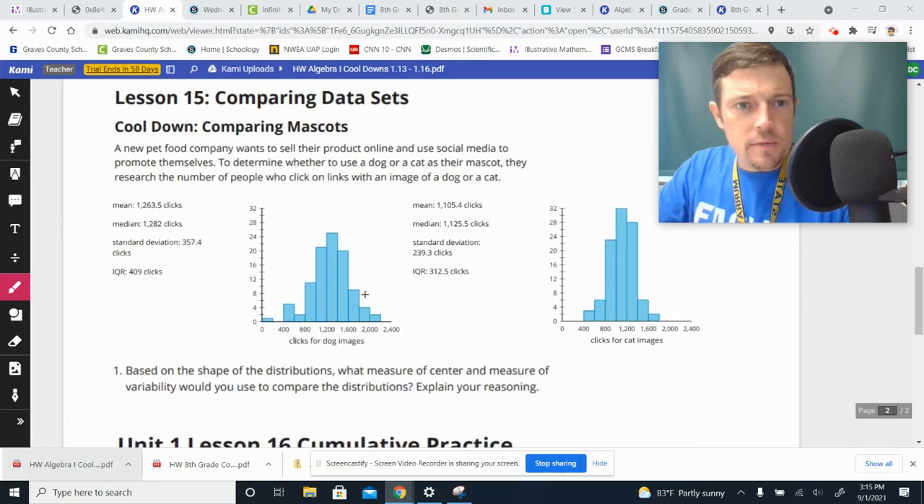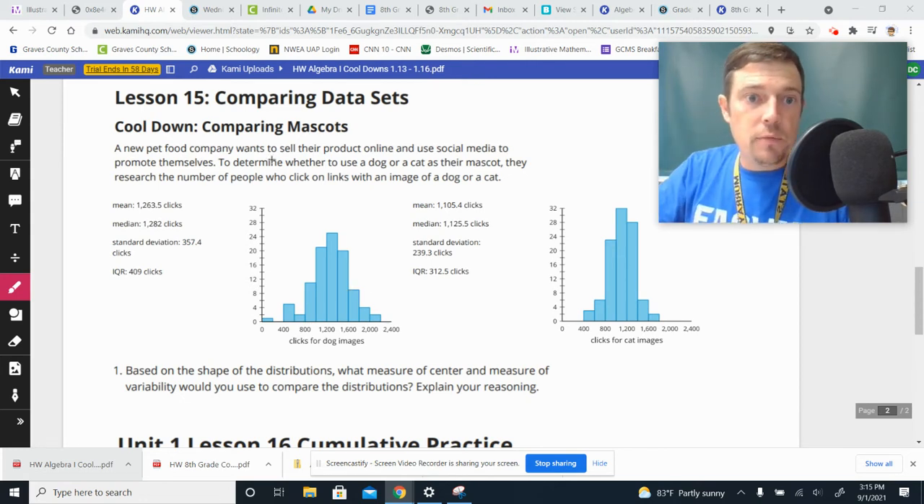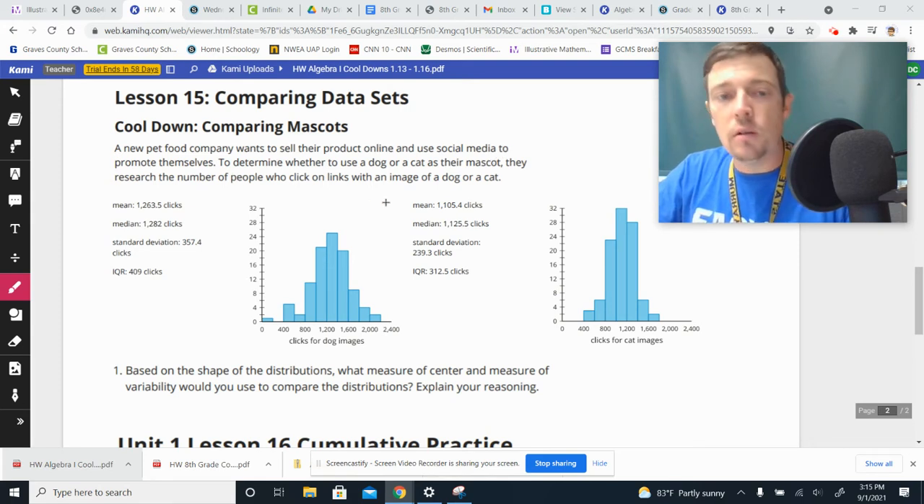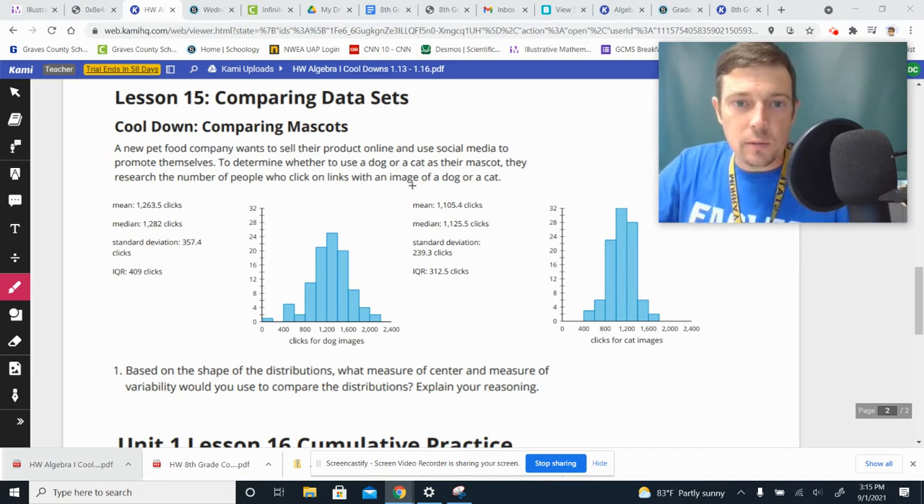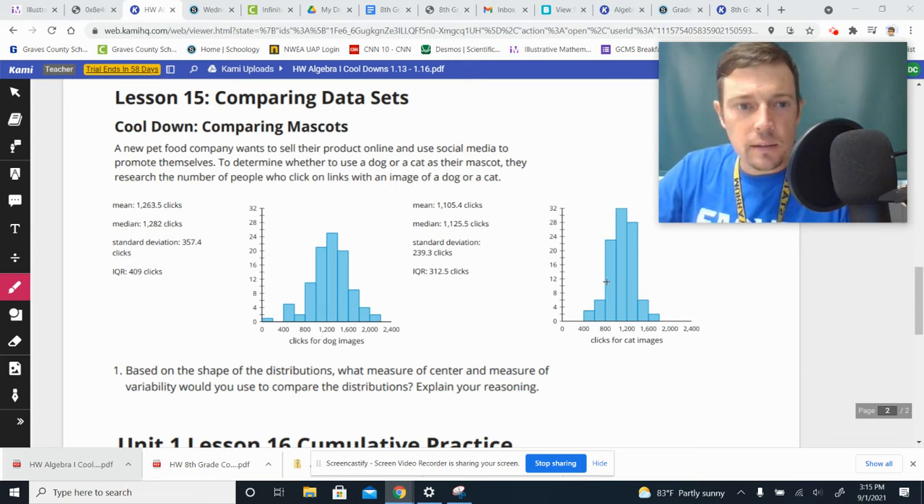I believe it's lesson 15, and we're comparing these data sets of the mascots. A new pet food company wants to sell their product online and uses social media to promote themselves. To determine whether to use a dog or a cat as their mascot, they have been doing some research on the number of people who click on links with an image of a dog or a cat. So they've noticed that they've had these amounts of clicks. They've got some statistics to go along with it, and they also have a histogram that goes along with it.